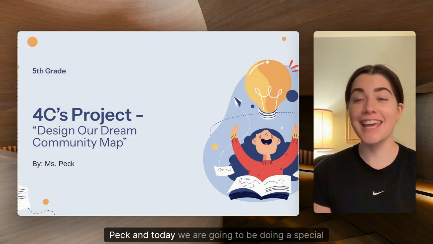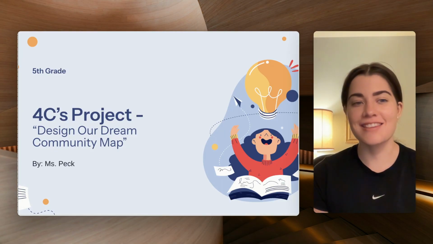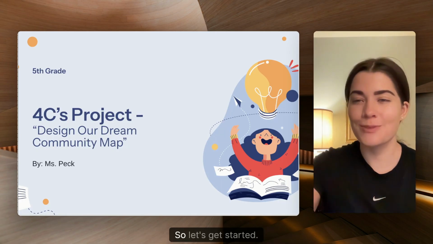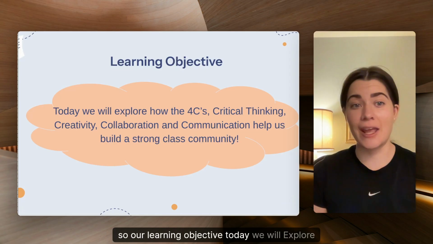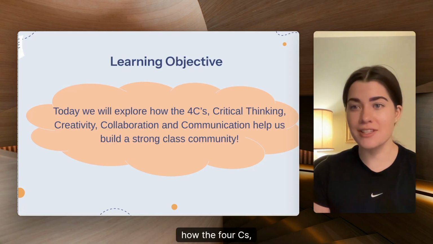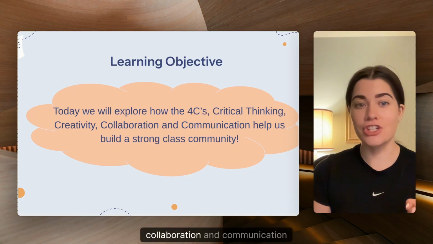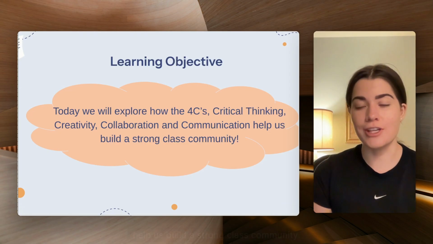Hello, class. My name is Miss Peck, and today we are going to be doing a special project for the 4Cs that is titled Design Our Dream Community Map. So let's get started. Our learning objective today: we will explore how the four Cs, critical thinking, creativity, collaboration, and communication, help us build a strong class community.